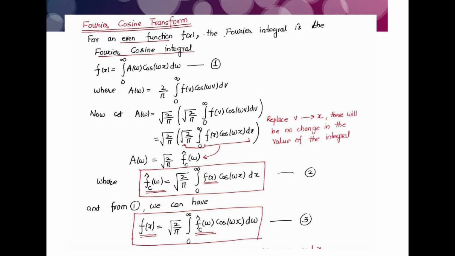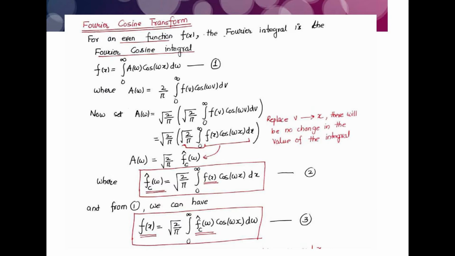While finding this Fourier cosine transform, we just rewrite this Fourier cosine integral. We start with the coefficient a w. We write 2 upon pi as a product of root 2 upon pi and root 2 upon pi, keeping the integral as it is. Now see the first expression: root 2 upon pi, bracket, root 2 upon pi integral from 0 to infinity f of v cos of wv dv. Now this expression inside this bracket is our new function.